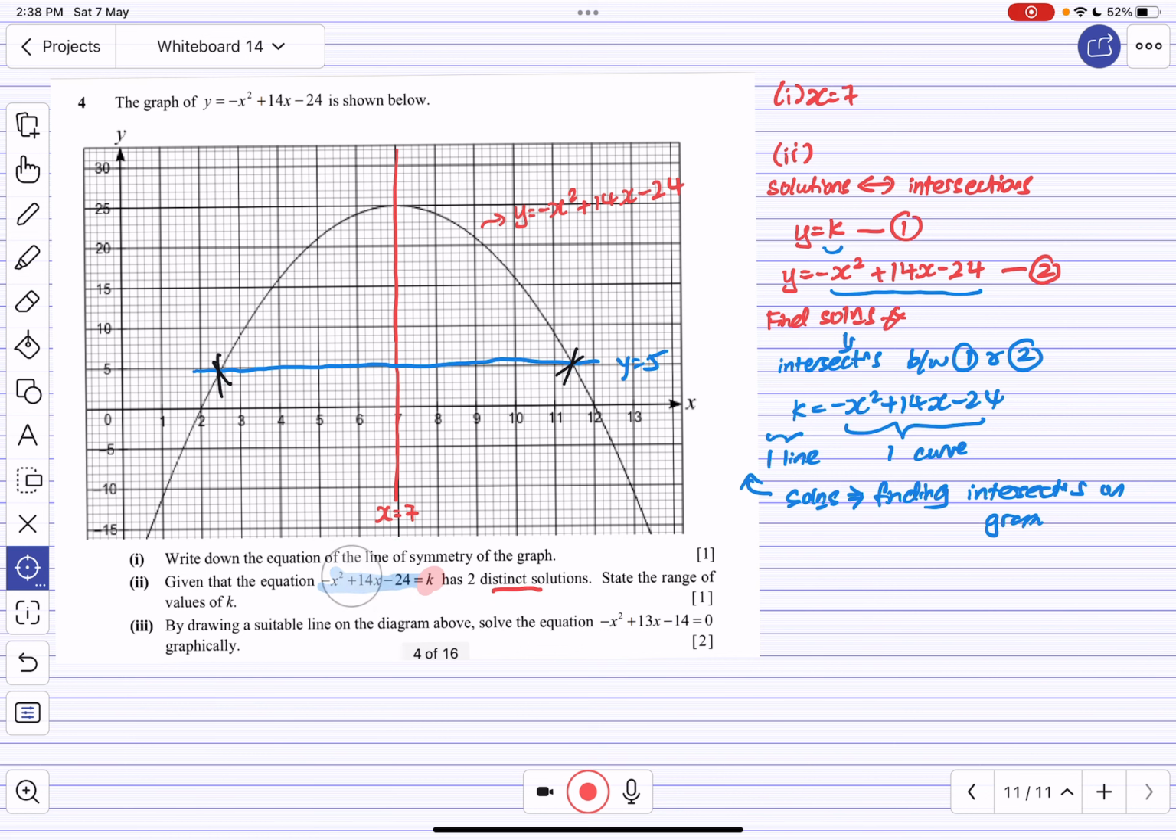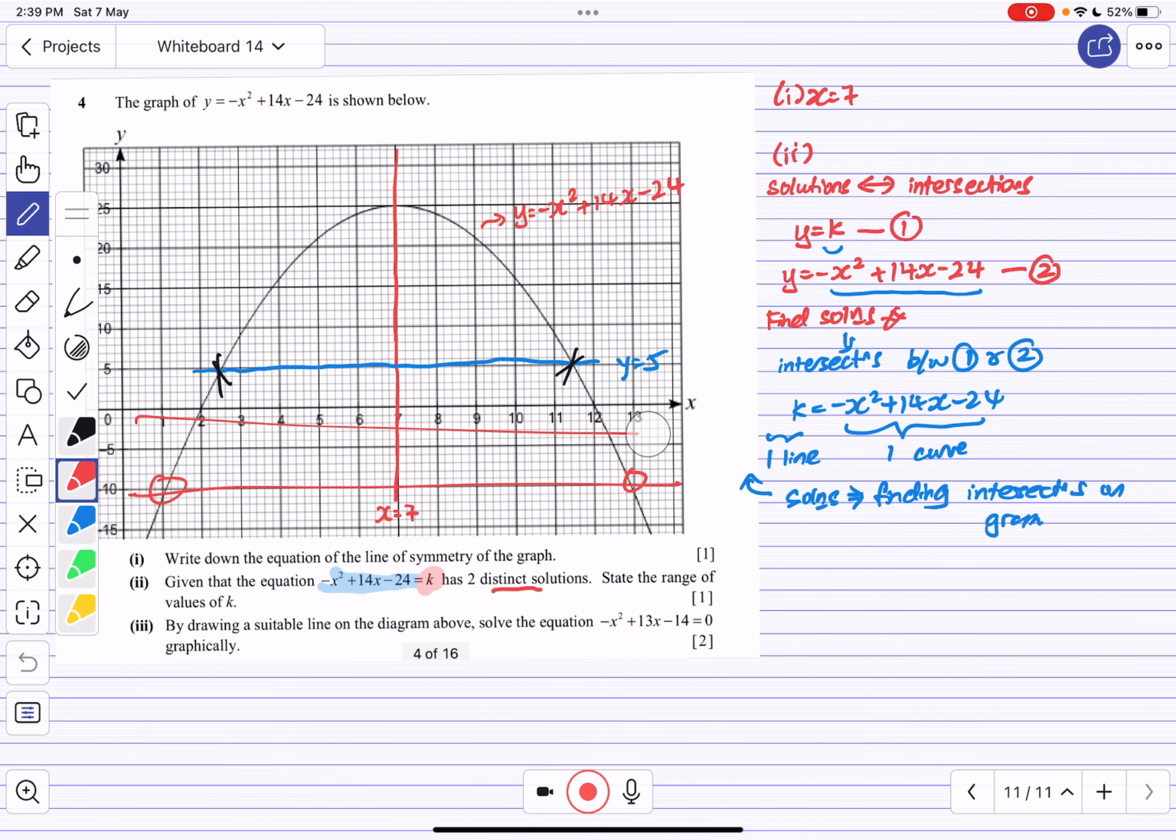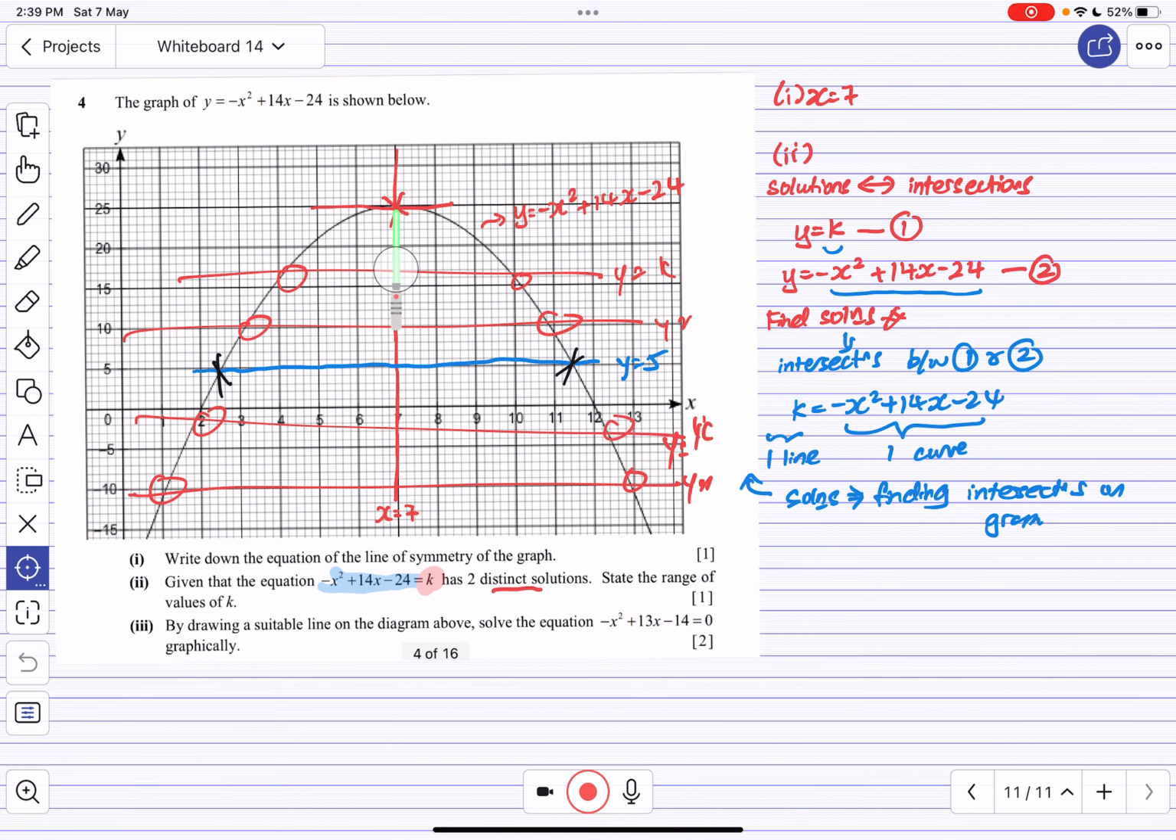Now if it continues to have two distinct solutions, you can see y equals to 2 gives 2 solutions. If I keep going up, 2 solutions, 2 solutions, 2 solutions, my k can be, really, y equals to k. There'll come a point where no longer will I be able to hit two intersections, which is at the point here, the turning point, I believe is 7, 25, right? By reading of the graph, 7, 25.